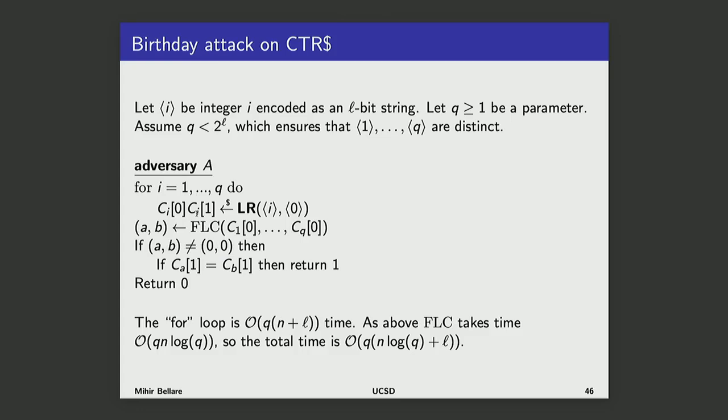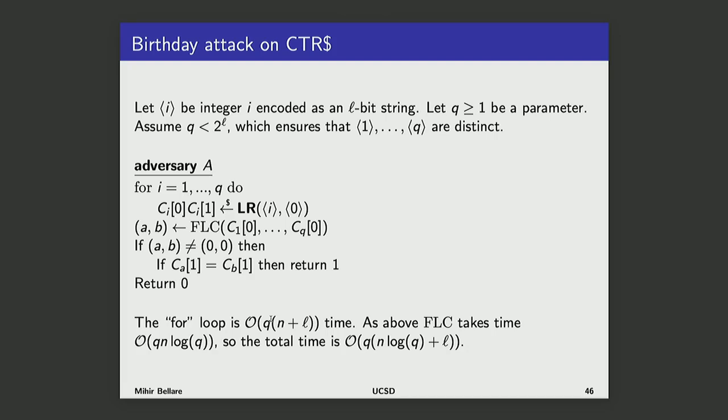I index into the Ath and Bth ciphertexts. And I look at the first blocks, this and this, and I test for equality. If they're equal, I say, I believe I'm in the right world, and if they're not, in the left world. And that's it. So that's the rendition of the attack. And you can figure out its running time quite easily, exploiting what we know about FLC. So we'll go through some details of how to handle, yeah?